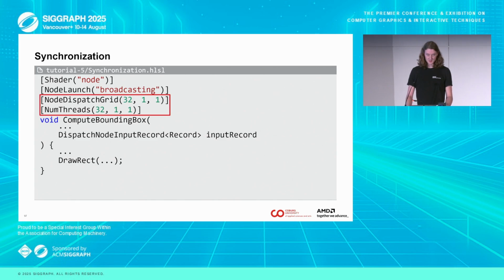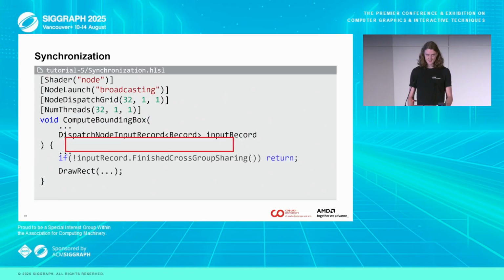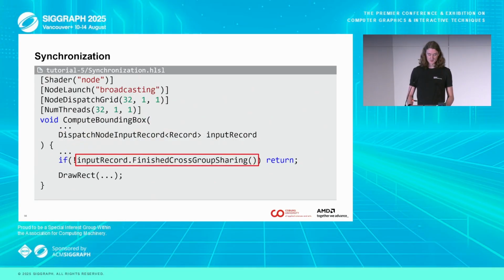And to compute the bounding box, obviously, we would have to wait for all of these to finish, and they all need to contribute to a shared bounding box. Let's start with the first part. We can use one new intrinsic on the input record, and that is called finish cross-group sharing. If all the thread groups in your dispatch call that one, finish cross-group sharing will return true for the very last thread group to call it. And then you can do some special action, in our case, drawing the bounding box afterwards.